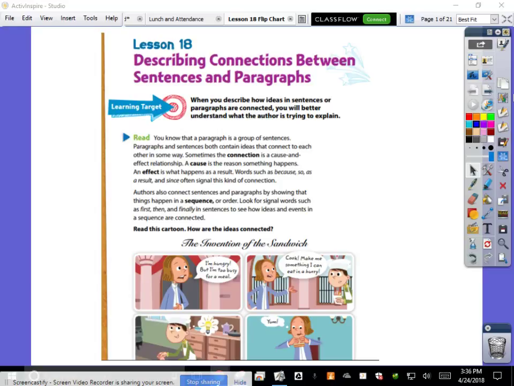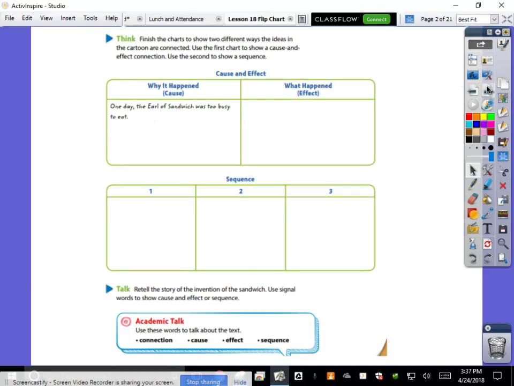It says, the invention of the sandwich. "I'm hungry, but I'm too busy for a meal. Cook me something I can carry." And then he gets a light bulb in his head and goes, "Yum." Okay, that's the whole story. There's 4 little pictures. Then it wants us to think.